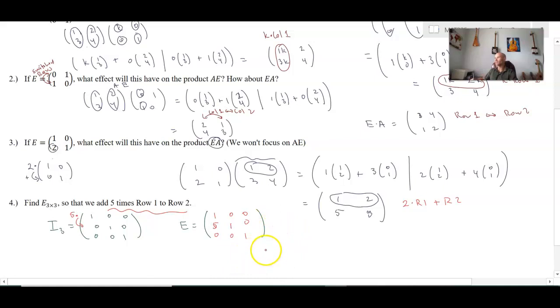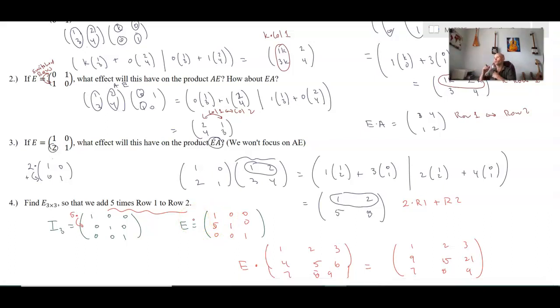So if I define A to be 1, 2, 3, 4, 5, 6, 7, 8, 9, and now I carried out this product with E, what I would get is 5 times row 1 being added to row 2. So you can carry this out. You'll see that 5 times 1 plus 4 is 9. 5 times 2 plus 5 is 15. 5 times 3 plus 6 is 21. And then we get 7, 8, 9. So by just changing the elementary matrix and by one of these row operations, you will then pass on that information to the next matrix, which is just super interesting and powerful.